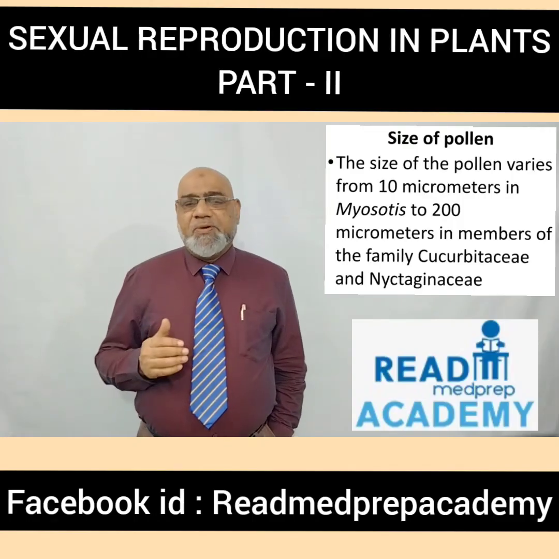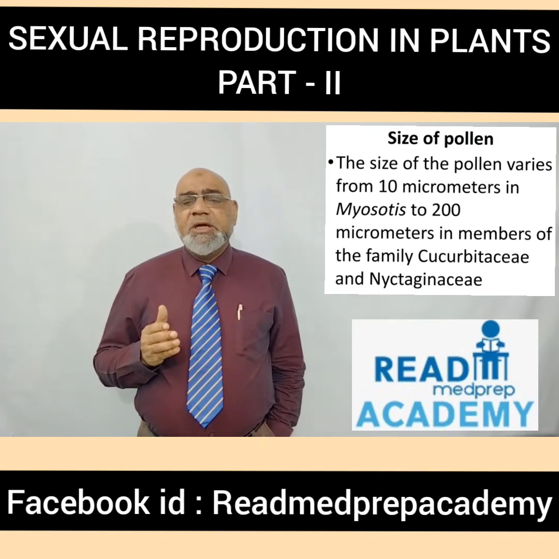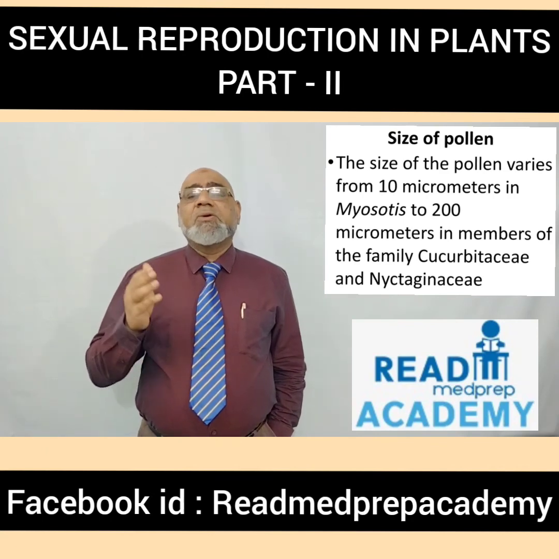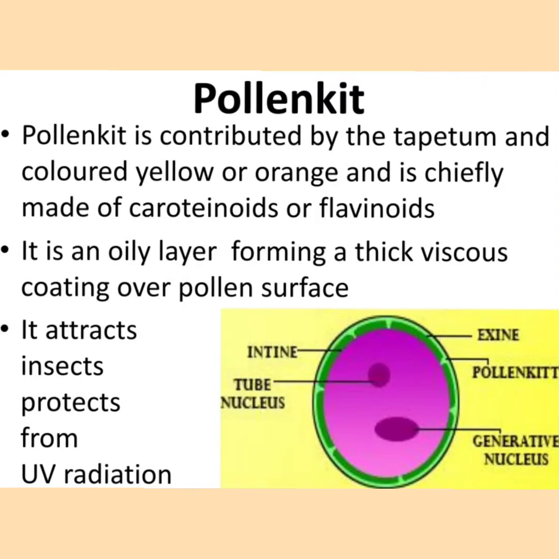What is the size of the pollen? The size of the pollen varies from 10 micrometers in Myosotis to 200 micrometers in members of the family Cucurbitaceae and Nyctaginaceae.